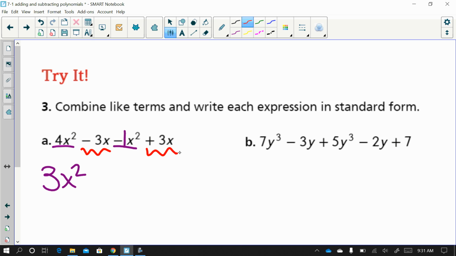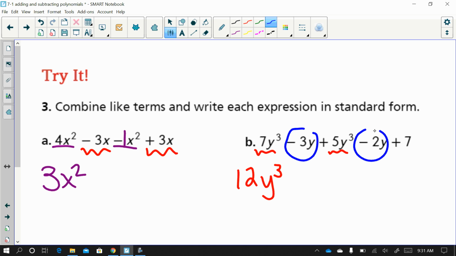Okay, the next one, again, I'm looking for the biggest exponent. I have 7y cubed and 5y cubed. Gives me a total of 12y cubed. Okay, I don't see any squareds, so we're going to go to the plain old y's. So I have negative 3y minus 2y. Negative 3 minus 2, negative 5y. And finally, plain old constant, plus 7.